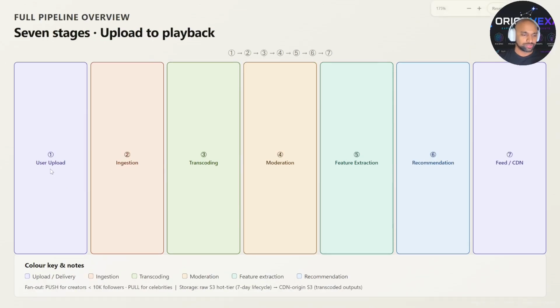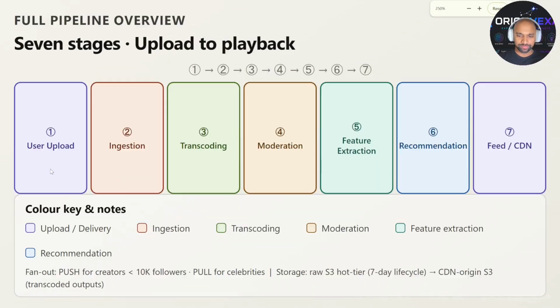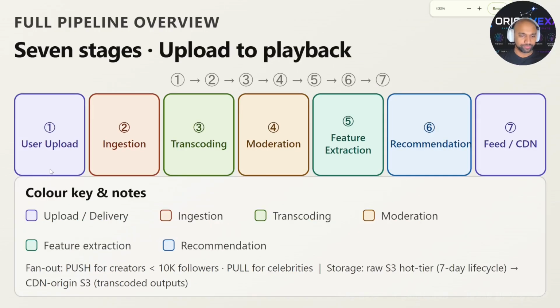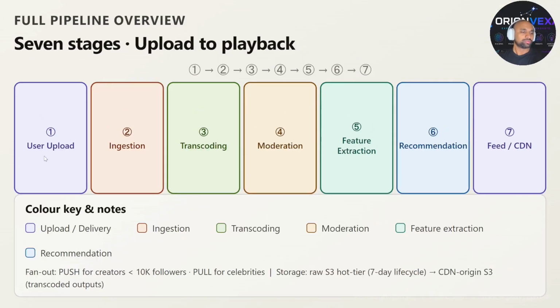The first one is, let me increase the size a little bit so that it will be clear. Yeah. The first one is the user upload. Then it will go to the ingestion phase. In the ingestion phase, we are using Kafka. Then to the transcoding. Transcoding means converting the input data into 3 different formats. That is 360 pixels, 720 pixels, and 1020 pixel.